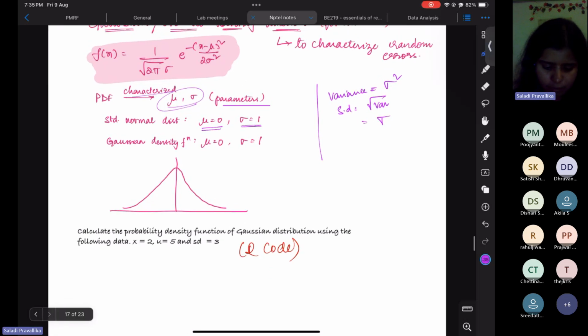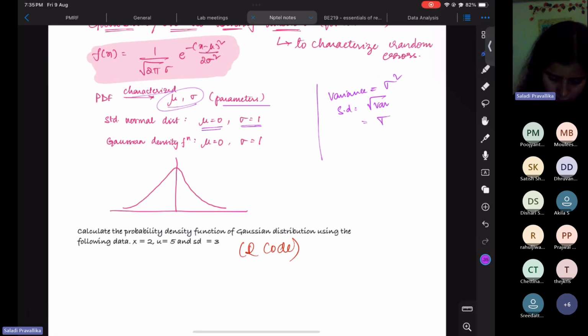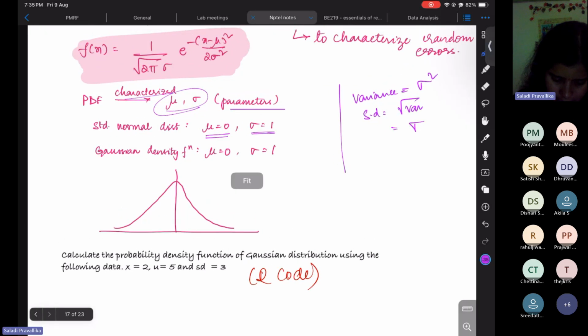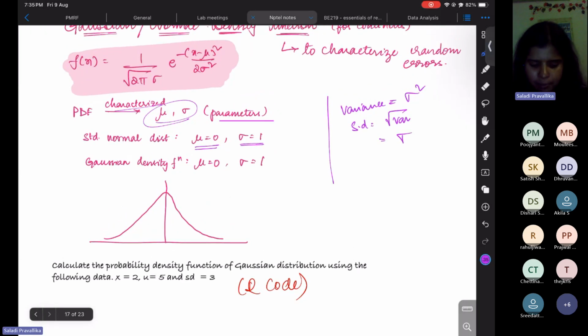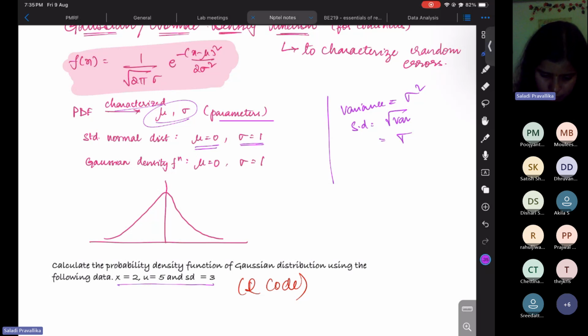So we have the formula right at the top for Gaussian. Can you guys calculate the probability density function, that is f of x, of this Gaussian distribution using these values? So x is given, mu is nothing but the mean, and sigma is the standard deviation, which is equal to 3. Can you guys do it?